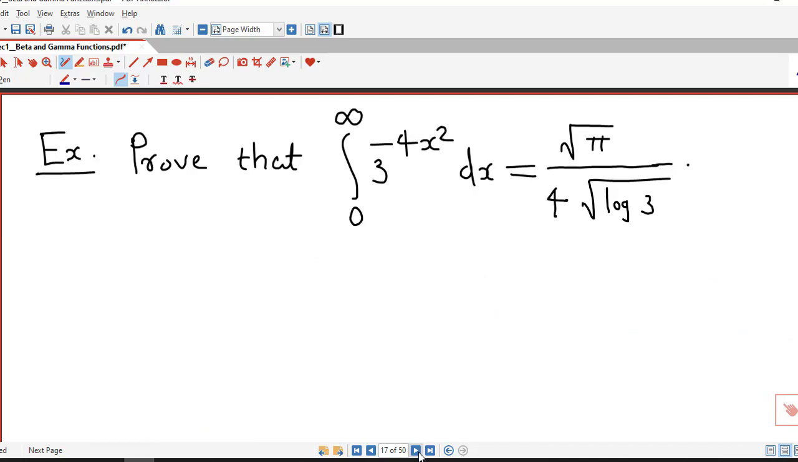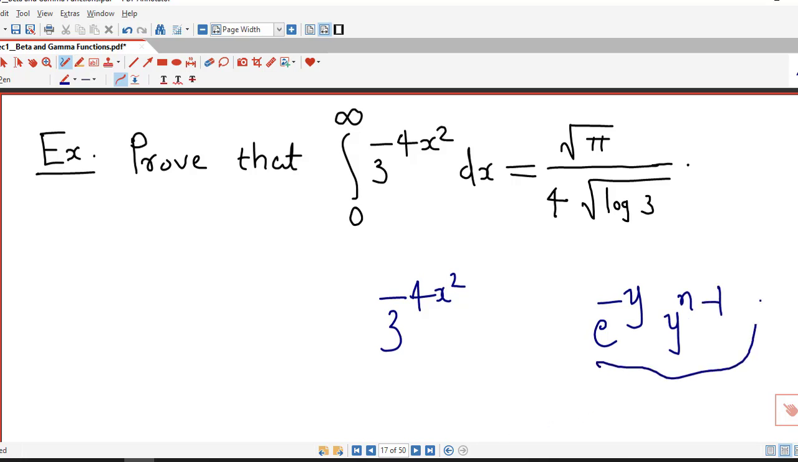We consider one more example. Prove that the value of this improper integral is nothing but square root of pi over 4 times square root of log 3. Now our function is 3 raised to minus 4x square, and in gamma function we require e raised to minus y times y raised to n minus 1. So here there is no exponential function.